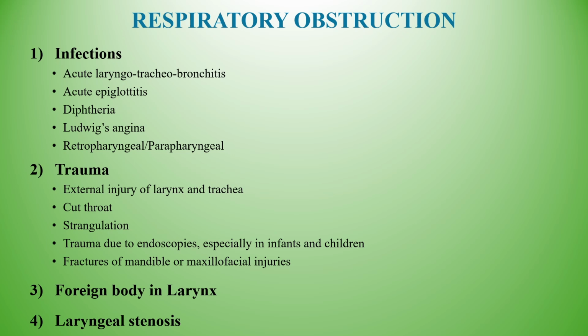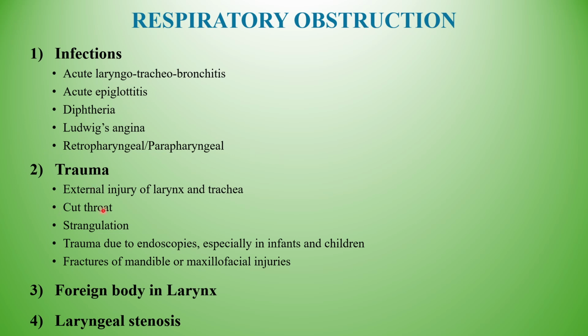So the respiratory obstruction is further subdivided into 7-8 causes which lead to respiratory or laryngeal obstruction, in which the patient will present with stridor and tracheostomy has to be carried out to restore the airway. So it can be infections, trauma, foreign body in larynx, laryngeal stenosis. The most common under infection are acute laryngotracheobronchitis, acute epiglottitis, diphtheria, Ludwig's angina, retropharyngeal or parapharyngeal abscess.